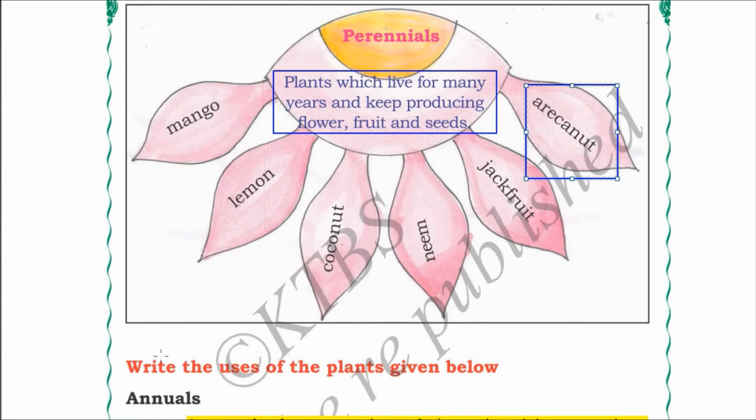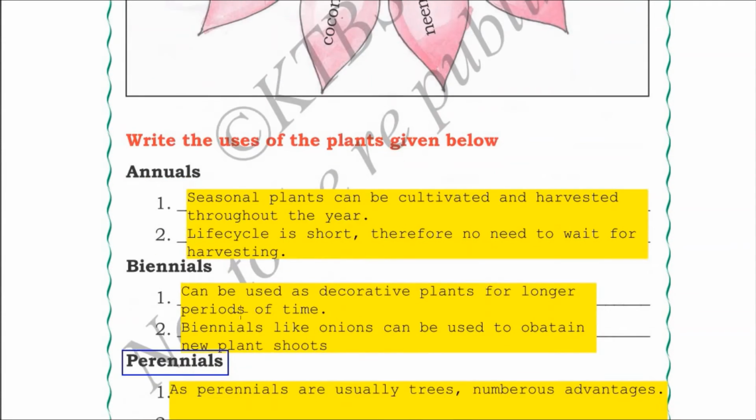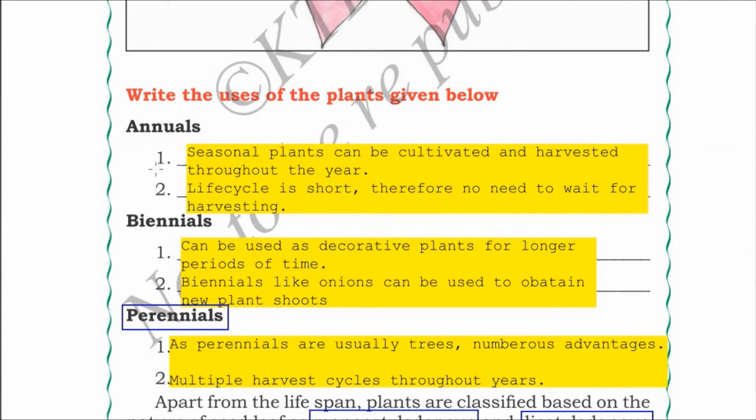The next question is, write the uses of the plants given below. I have already listed out the uses by season. Here we have annual plants. These are seasonal plants and they can be cultivated and harvested throughout the year. This means that during no season of the year is the harvest absent. So for every season, you have a different kind of plant that can be cultivated and grown. That is one use of having plants that are harvested annually or seasonally.